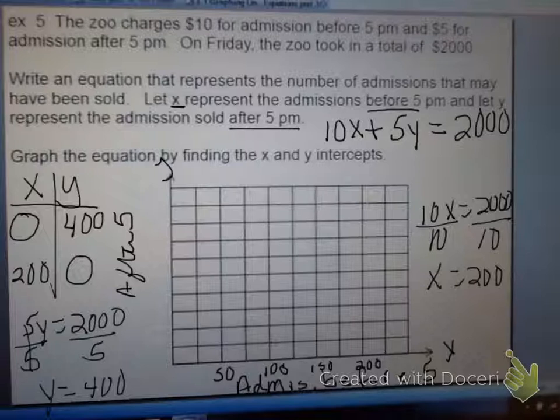And then on my y-axis I can't count by 25s because I won't be able to get to 400. So I'm going to count by 50s. But I'm going to label every other one, because if you start labeling every one, it gets a little messy and hard to read. So 0, 400 is right here. And then 200, 0 is right here.